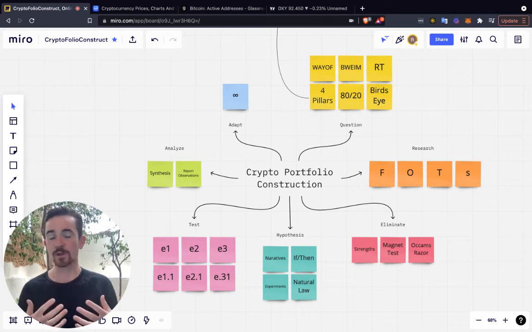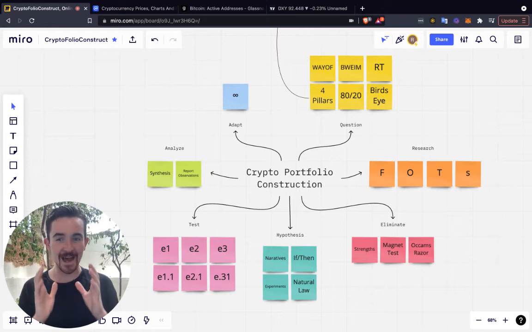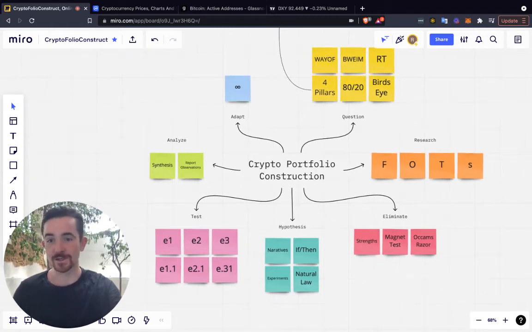That's why I like portfolio construction, because it's not like, hey, I just constructed my portfolio and it's done. It's a constant moving process. That's why you always have to adapt and change in the environment that surrounds you, which is the markets.